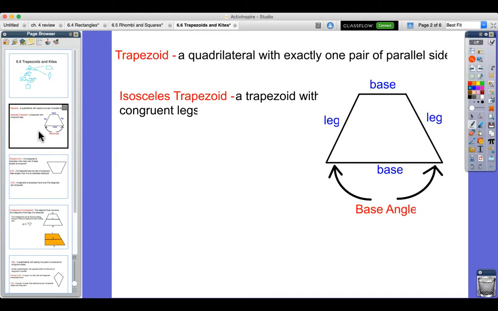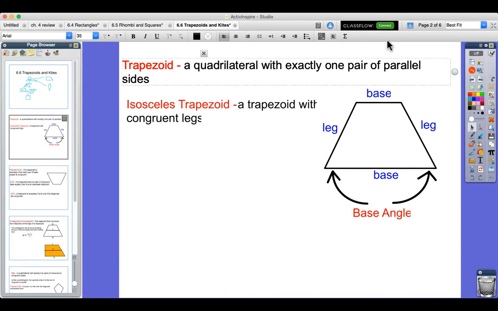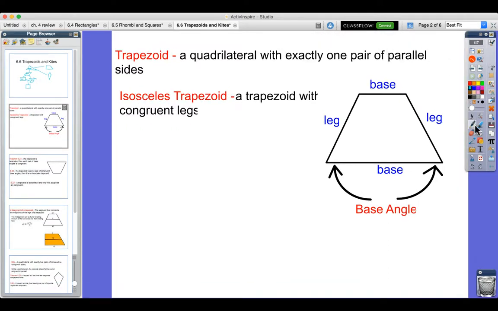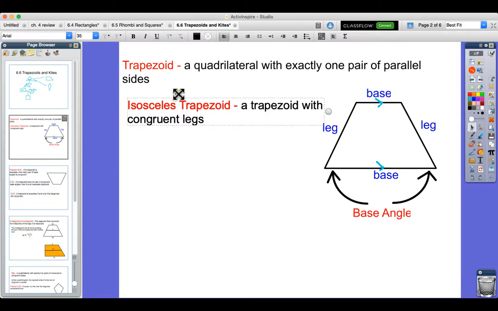So a trapezoid is a quadrilateral with exactly one pair of parallel sides. So unlike all these, which have some similarity as being part of parallelograms, they have one set of parallel sides. Those are your bases. The other two sides of the trapezoid are just what we call the legs.